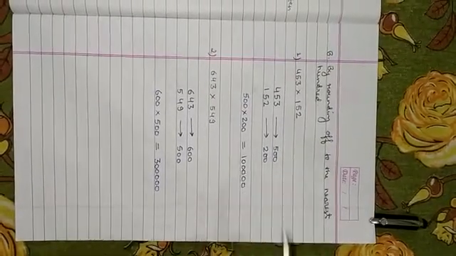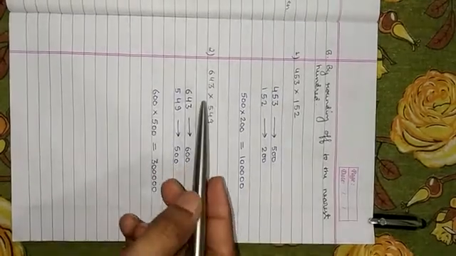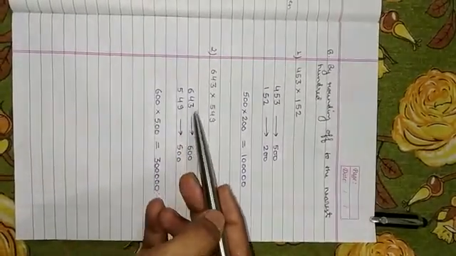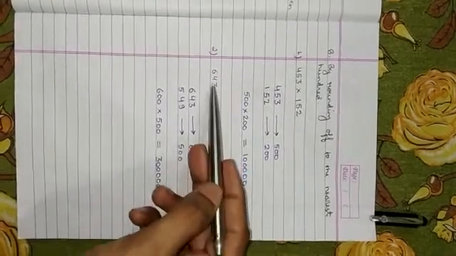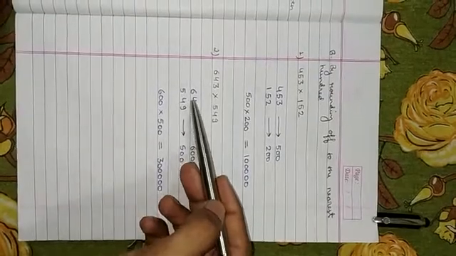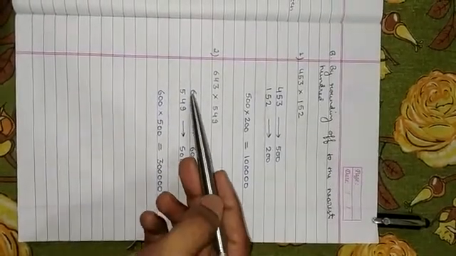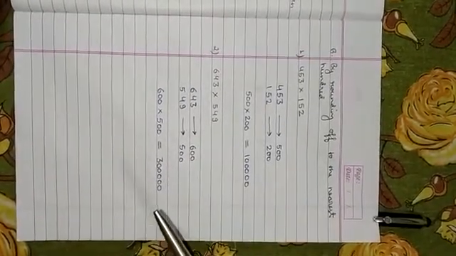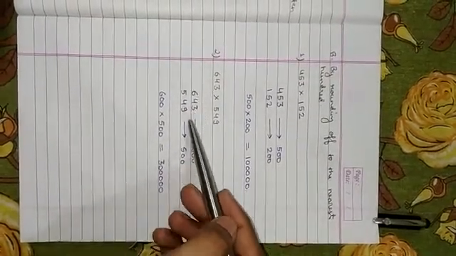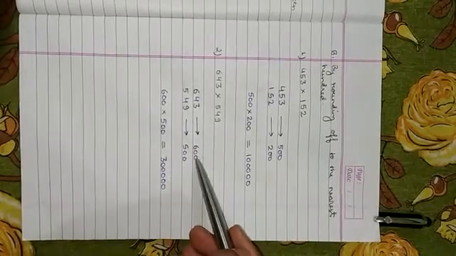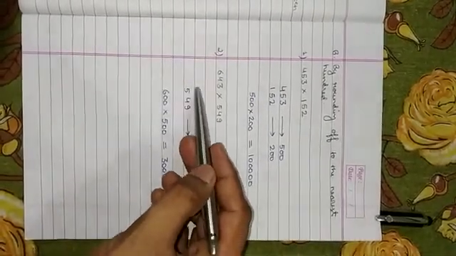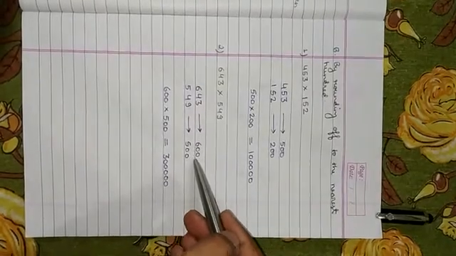Okay, now 643 into 549. Here 43 is less than 50, so we will round off this number to the lower 100, means 600. Okay, if it is greater than 50, then we will round up this number to 700, but 43 is less than 50, so we will round off this to 600.